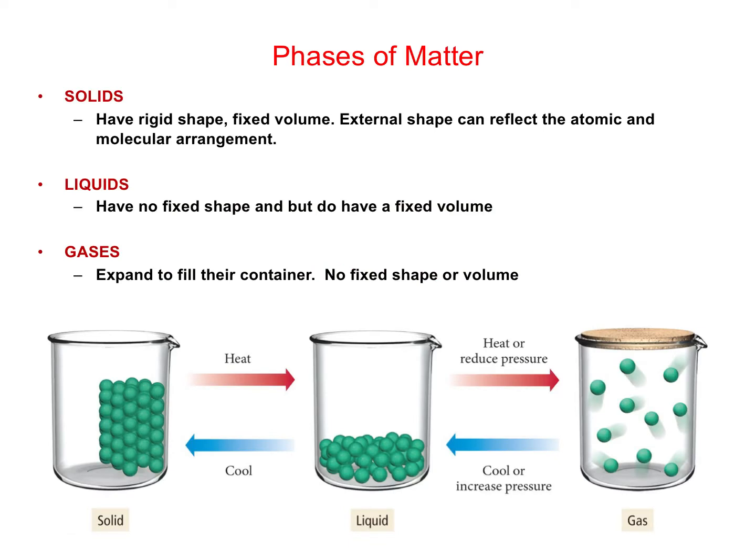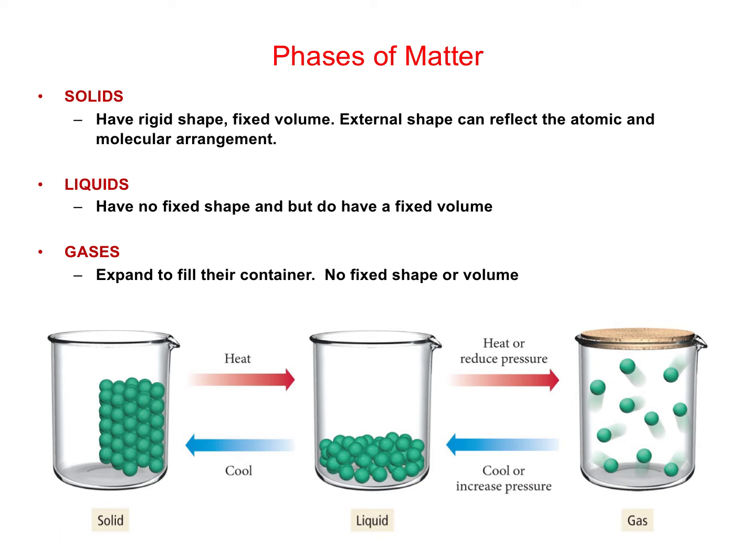So intermolecular forces are closely related with phases of matter. And so let's review the three common phases of matter. We have solids, right? These have rigid shape and fixed volume. And the atoms are relatively close together, and they're relatively ordered. And the arrangement of the atoms or molecules that make up the solid are themselves rigid. The atoms and molecules are vibrating a little bit, but they're not really allowed to move around.